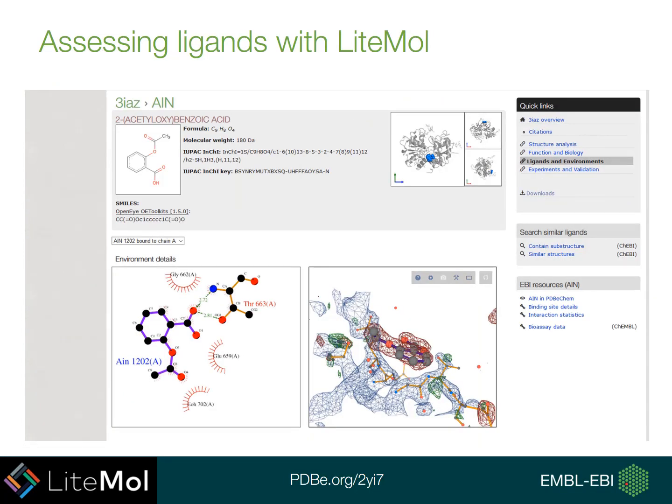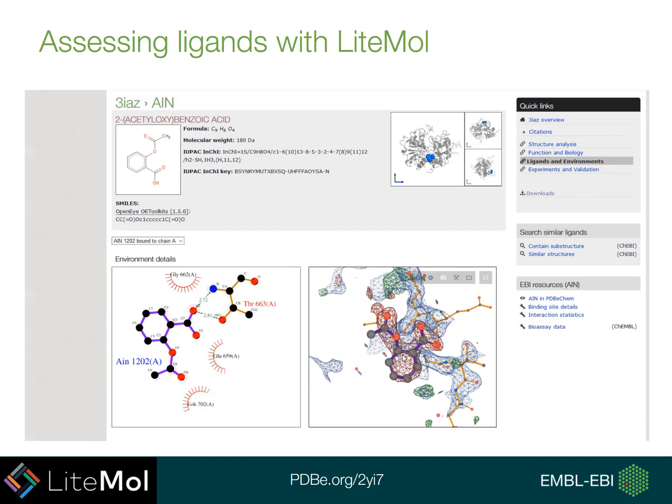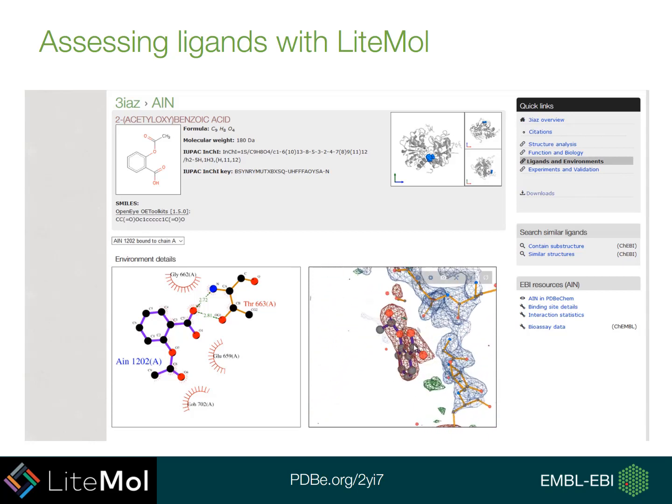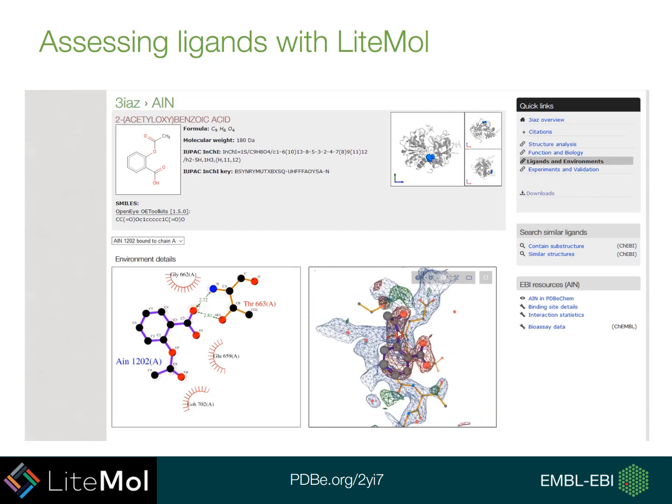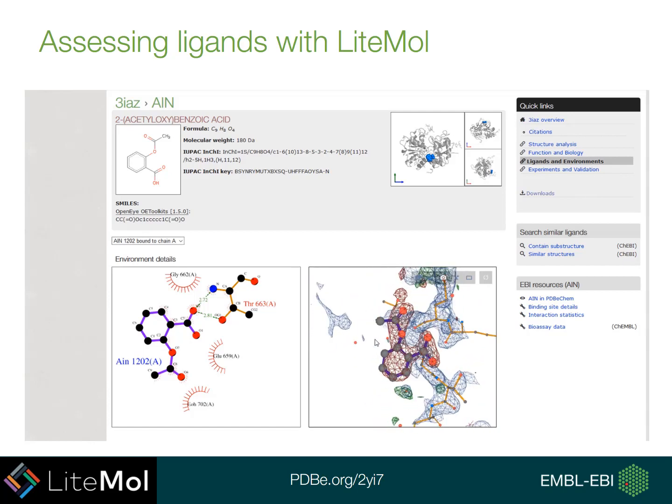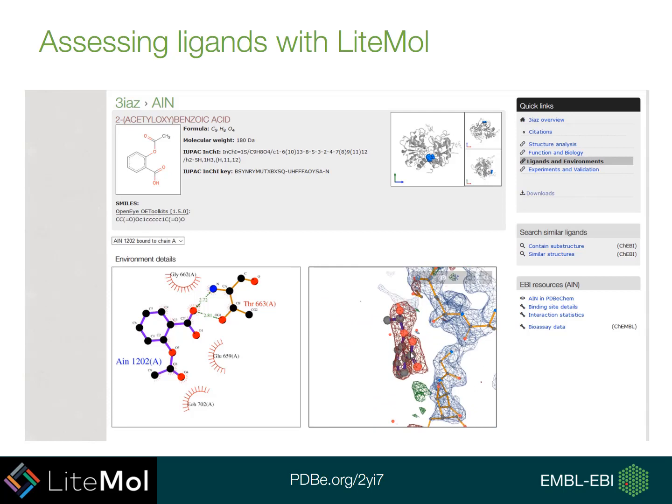So here's an example of how you might assess ligands using LiteMol. For this entry 3IAZ and the ligand AIN, you can see that in the LiteMol viewer, there's a lot of red density surrounding this ligand. Now this suggests that there's not much data to back up the modeling of this ligand. So this is something important to bear in mind when you're looking at ligands. If you look at these through our pages, you can get a good idea if what you're looking at fits the validation. You can have some confidence then in what you're looking at.